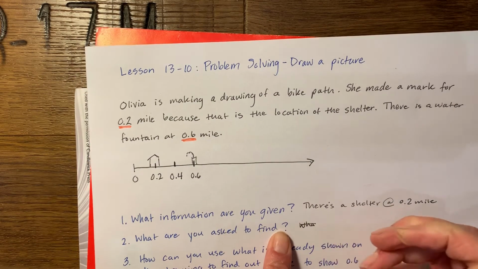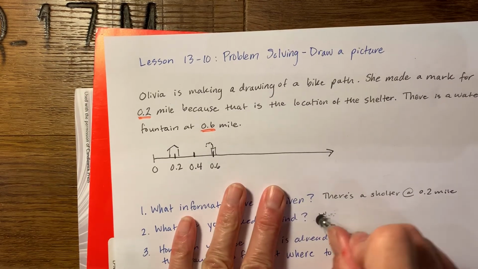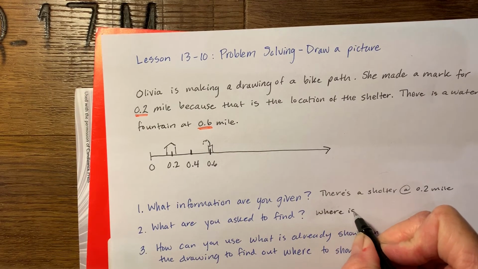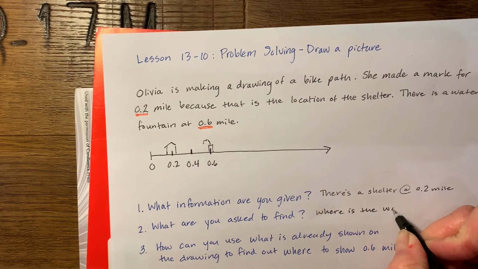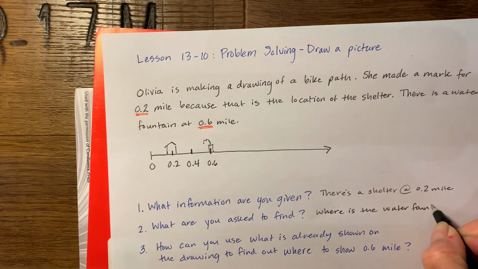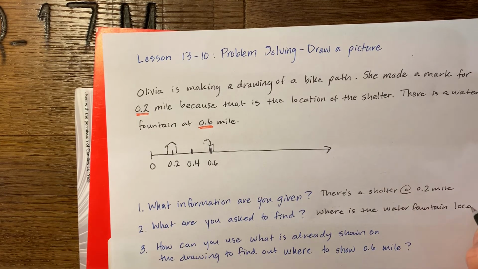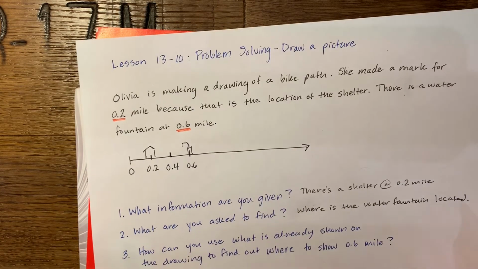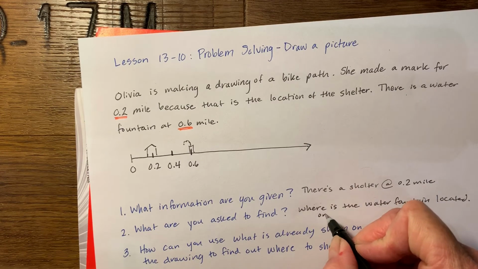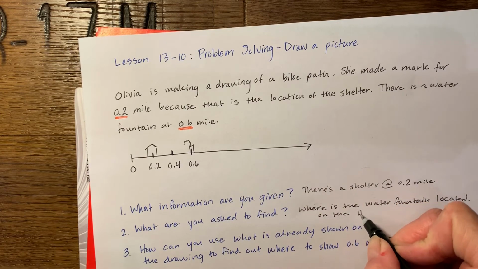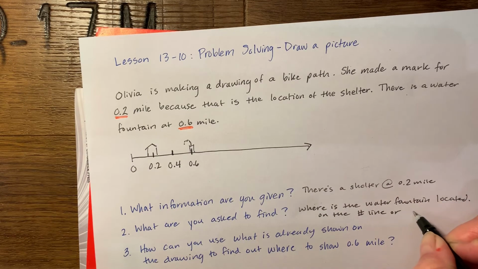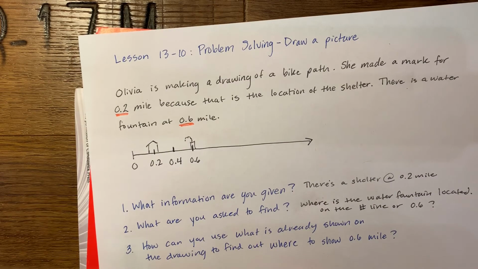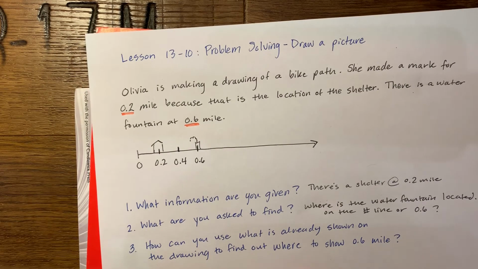Where is a water fountain located? I'm writing in these really slick erasable pens that I have at my house. And the water fountain, it says, there's a water fountain at 0.6. Where's the water fountain located on the number line? How can you use what is already shown on the drawing to find where 0.6 miles is?